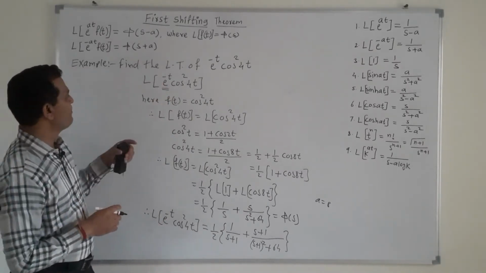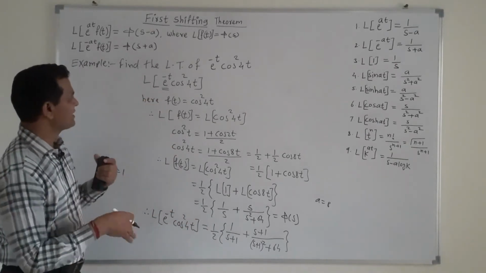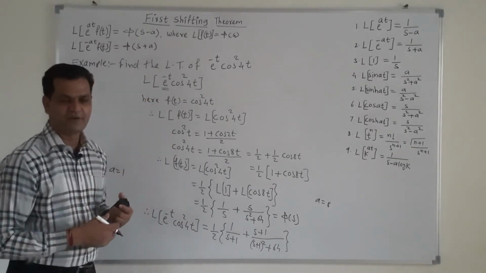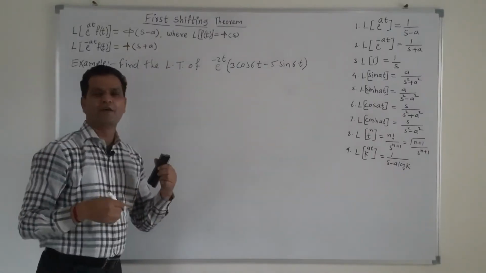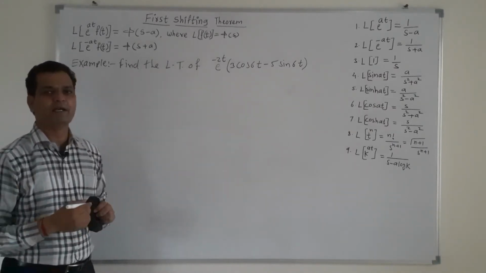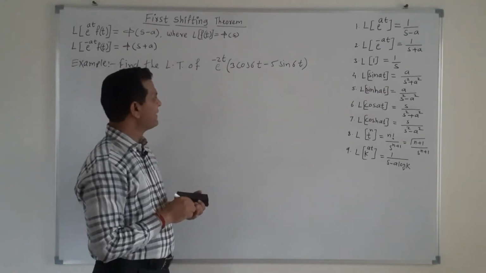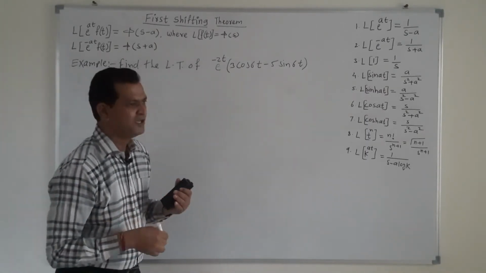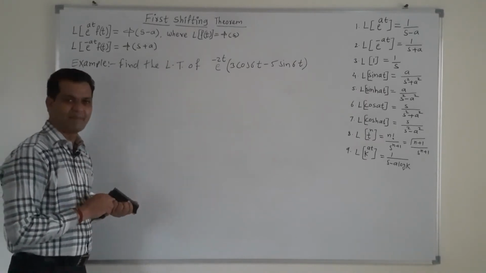Now this is the fourth question for the first shifting theorem. Now let's take some more examples for practice. Let's find the next example: find the Laplace transformation of e raised to minus 2t in bracket 3 cos of 6t minus 5 sine of 6t. Now take a somewhat critical example to understand this property of the Laplace transformation.